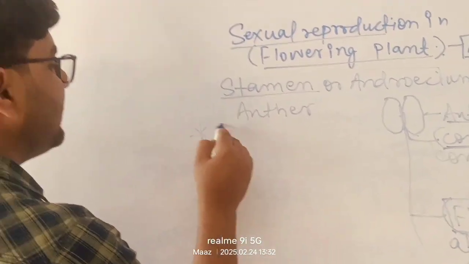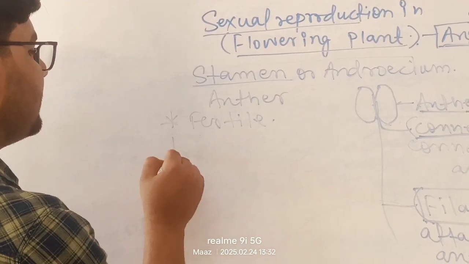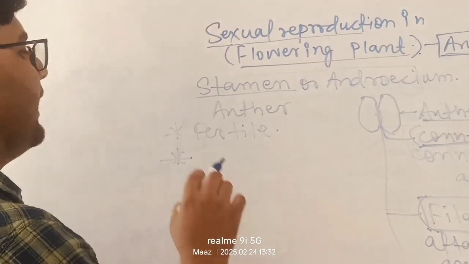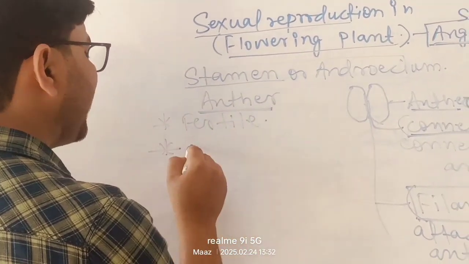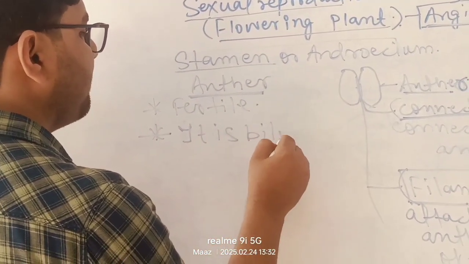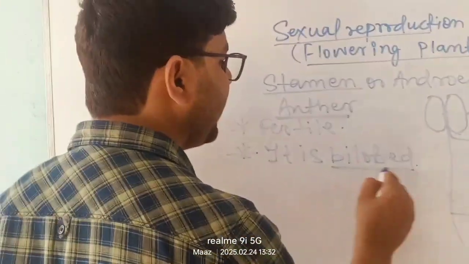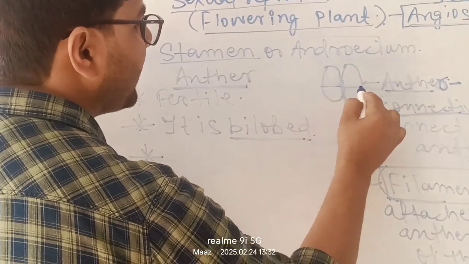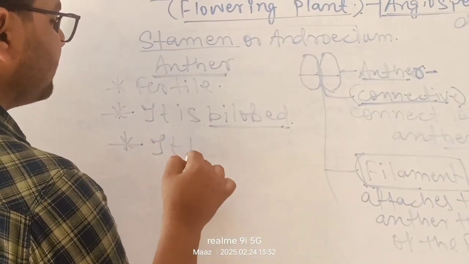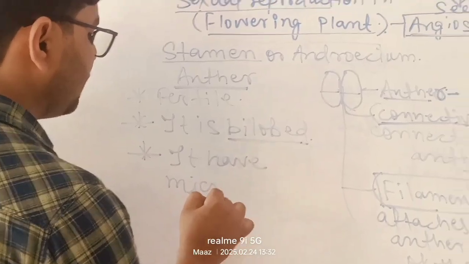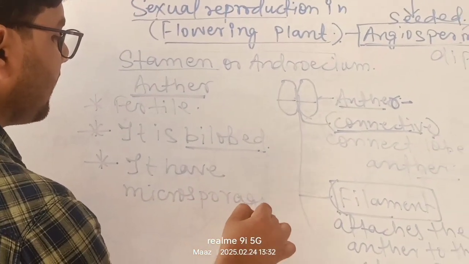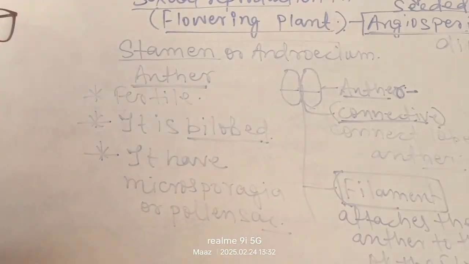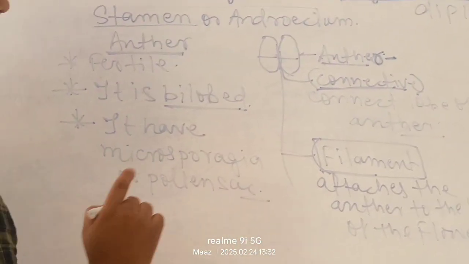Now anther is fertile, and in this anther a sporophytic phase as well as gametophytic phase occurs. The anther is bilobed. The anther has pollen sacs or microsporangia. It has microsporangia or pollen sacs in which pollen grains are formed.